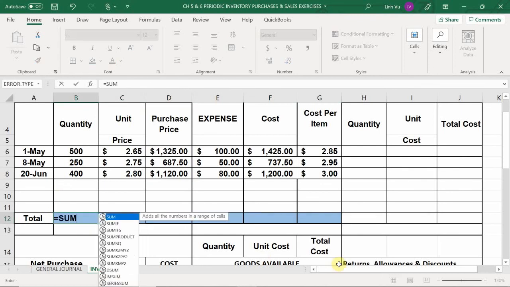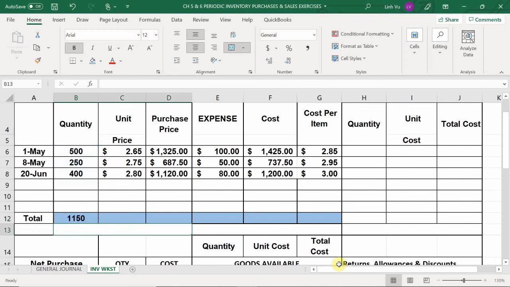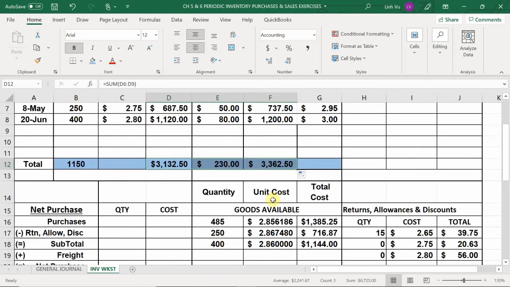What was my total amount of inventory that I purchased? 1150. $11.50. All right. How much was my total purchase price? $31,32.50. Good. Okay. How much was my total freight? $230. Okay. How much was my total cost? $3362.50. $33.62.50. Good.